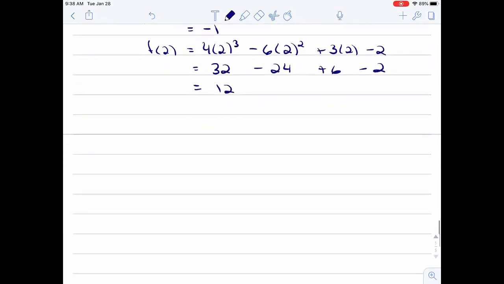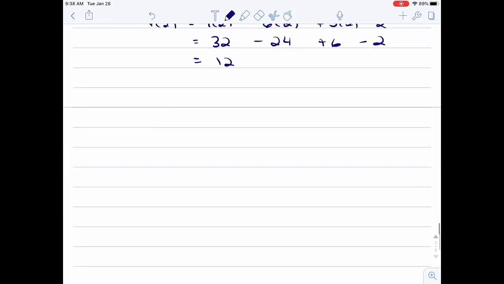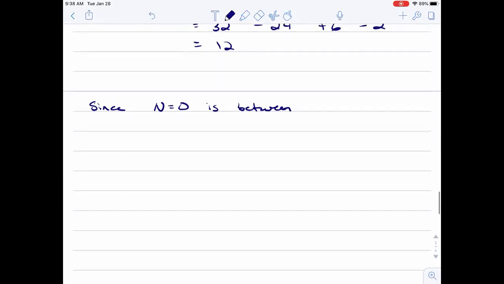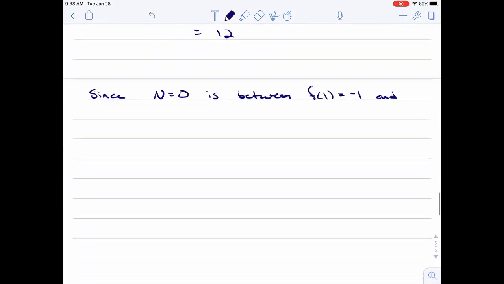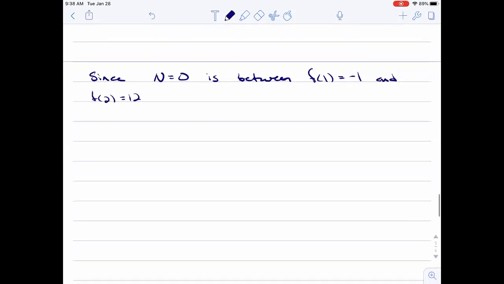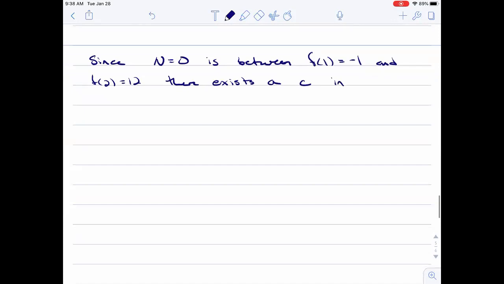And so, put it on the next page. Since n equals 0 is between f of 1 equals -1 and f of 2 equals 12, there exists a c in the interval 1, 2, not necessarily inclusive.